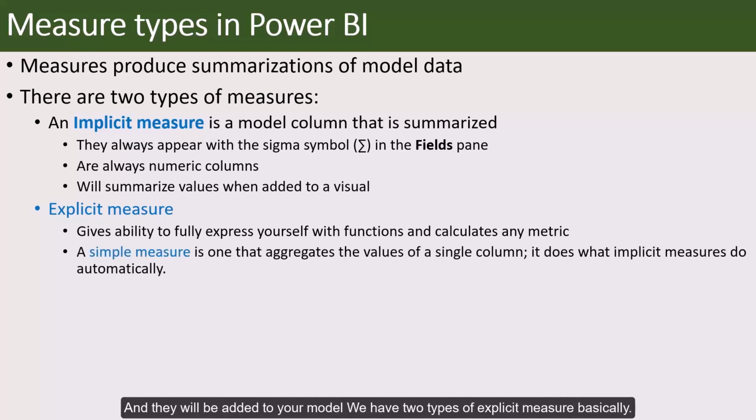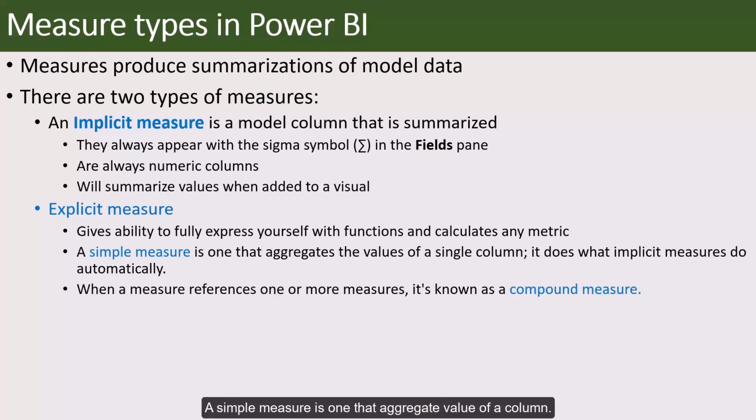We have two types of explicit measure basically. It can be a simple measure or a compound measure. A simple measure is one that aggregates the value of a column. It does what implicit measures do automatically, but with a simple formula. When a measure, like a simple measure, references one or more measures, it is known as a compound measure.